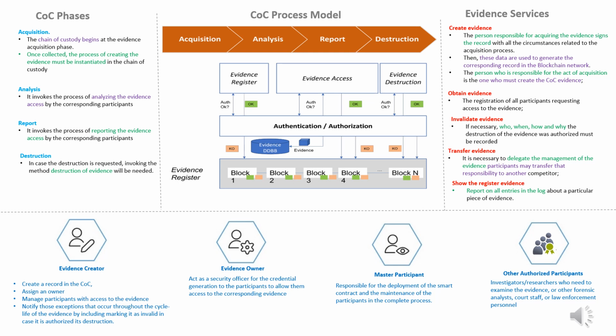You have the evidence owner, access to security officer for the credential generation of the participants to allow them to access the corresponding evidence. You have a master participant, which is responsible for the deployment of the smart contract and maintenance of the participants in the complete process. And then you have other authorized participants. They could be investigators, researchers, examiners, or law enforcement that need to interact with the evidence.